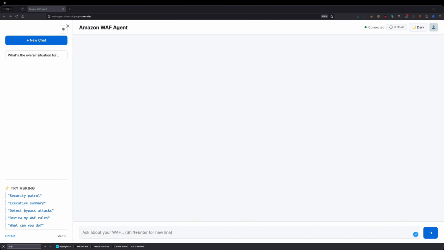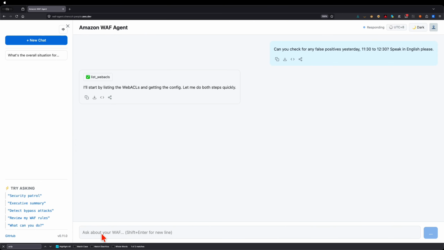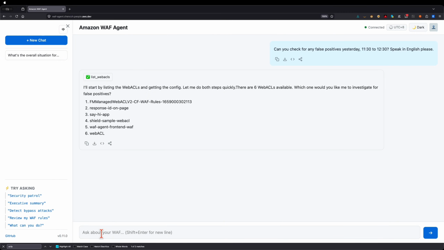Today, we'll walk through 4 scenarios: false positives, crawler bypass, count to block evaluation, and injection attack analysis. Let's start with false positives.